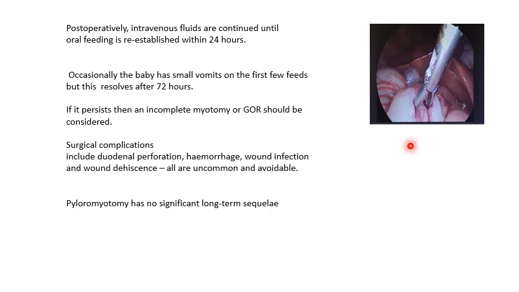Post-operatively, you need to give IV fluids for 24 hours, then you can start feeding. The baby may have small occasional amounts of vomit, which you can probably observe. Surgical complications: if by some chance this mucosa gets perforated or punctured, then it is a problem. But usually, even that small perforation will heal by itself, provided you keep the baby nil by mouth. And pyloromyotomy has no significant long-term sequelae.